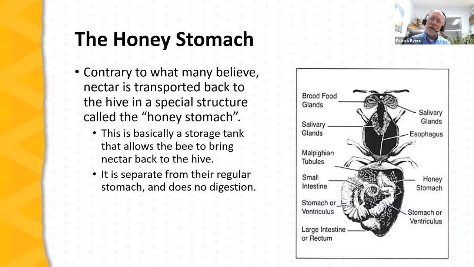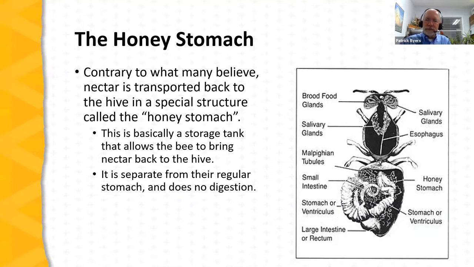It is separate from her normal stomach, where she takes in food, digests it, and then excretes through the rectum. The honey stomach is a separate organ. It allows her to draw in nectar through her mouth parts. The nectar is stored in the honey stomach, and then when she gets back to the hive, she regurgitates it, where it's placed into cells, and then the excess moisture is evaporated. So again, it's definitely separate from her regular stomach and does no digestion.